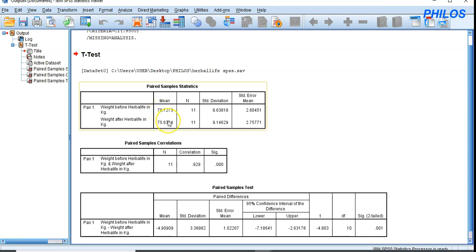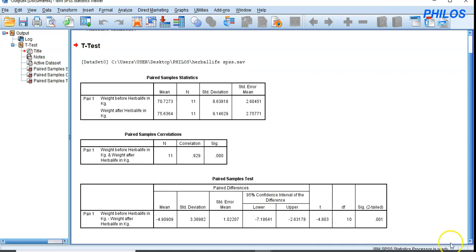Now, the fact that the mean weight after Herbalife is more than the mean weight before Herbalife is not enough for us to conclude that the Herbalife product for gaining weight is effective. So we are interested in the hypothesis test part of it. Okay, so let's come to the paired samples test.